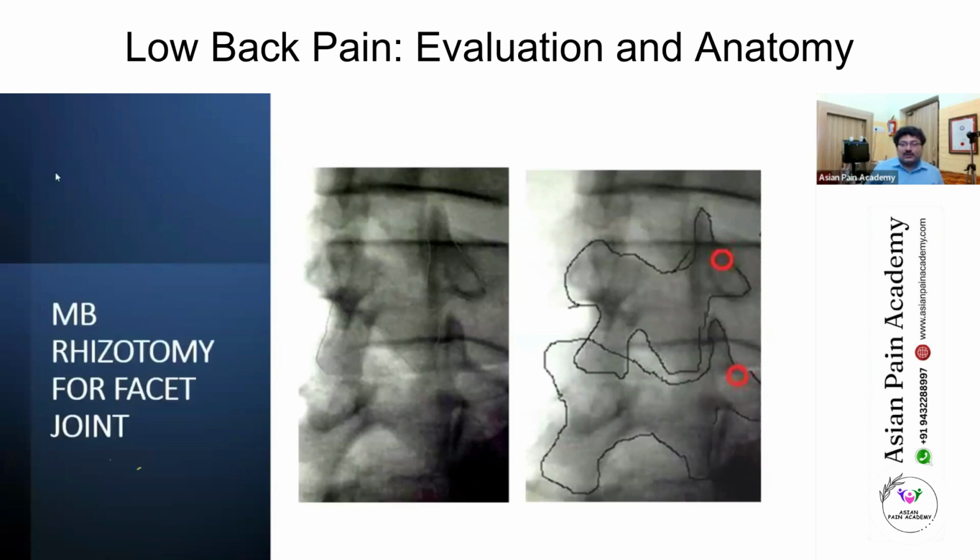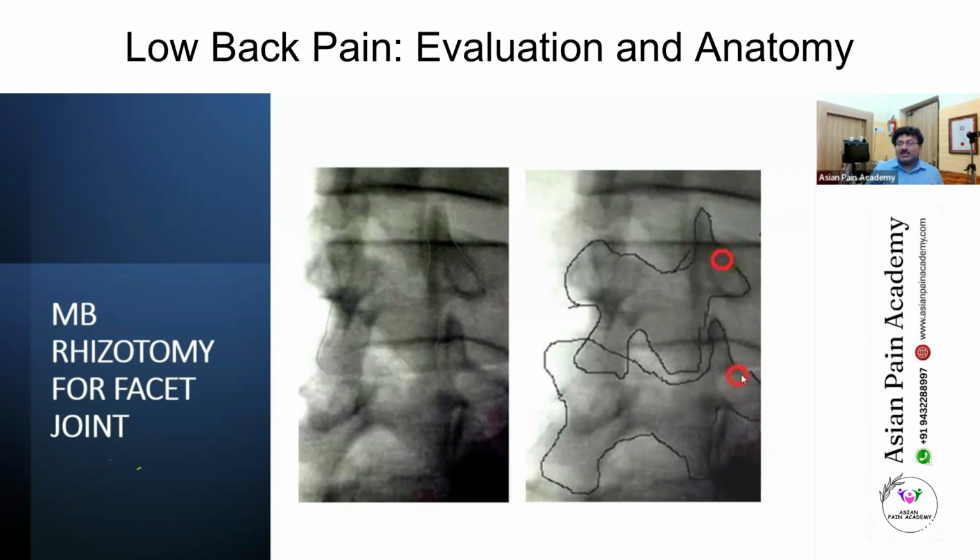So, what is rhizotomy? In simple words, the nerves to the facet joints come from two areas. The nerve coming from above, from this level, is divided into two parts. One goes above, one goes below. So for a facet joint, usually one nerve from below and the other nerve from above supplies it. If we block in these two areas, a diagnostic block, then it is known as the medial branch diagnostic block.